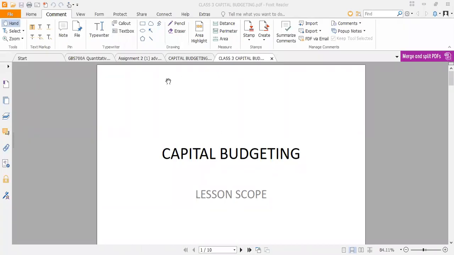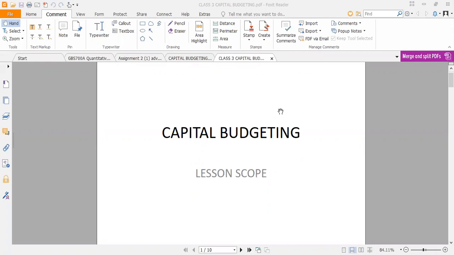Okay, so we are looking at capital budgeting. This capital budgeting is also called investment appraisal technique, where you need to appraise an investment to see if it is worthwhile for you to go ahead and invest in a project, or if it will not be worthwhile for you to make an investment in the project.